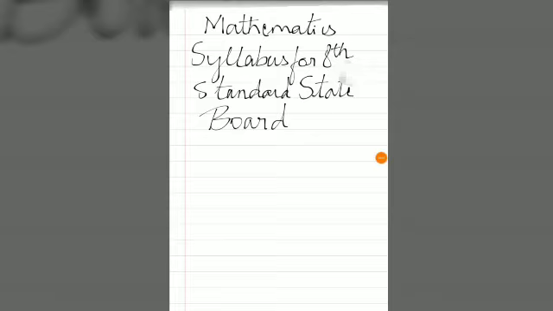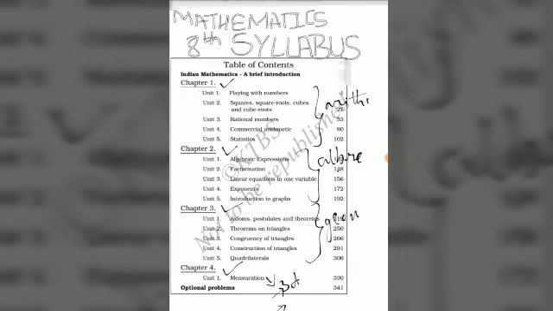This is Mukta, and I'm going to be dealing with the math syllabus for 8th Standard, State Board Karnataka. This video is all about referring to the content and the index part of the maths textbook for 8th Standard.